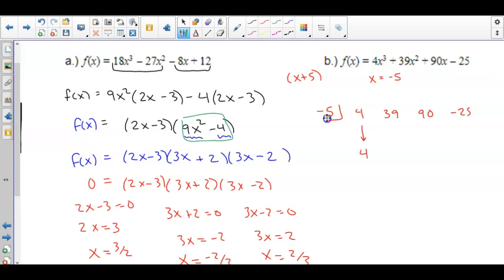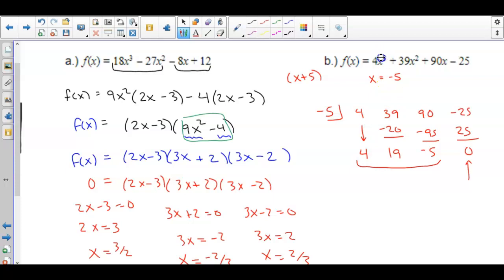So I'm going to bring my 4 down. I have negative 5 times the 4, which is negative 20. Add this going down, I've got the positive 19. When I multiply these two values together, I get negative 95. Add these together, I'll get negative 5. And then lastly, negative 5 times negative 5, which is positive 25. So the fact that I have the remainder of 0 tells me that x plus 5 is one of the factors of this polynomial. So I take the remaining part here and I create an equation out of that.